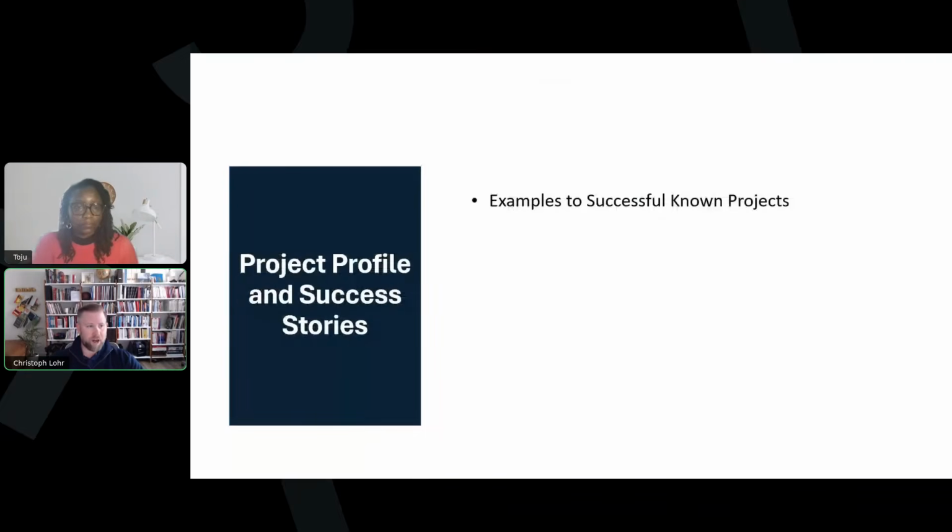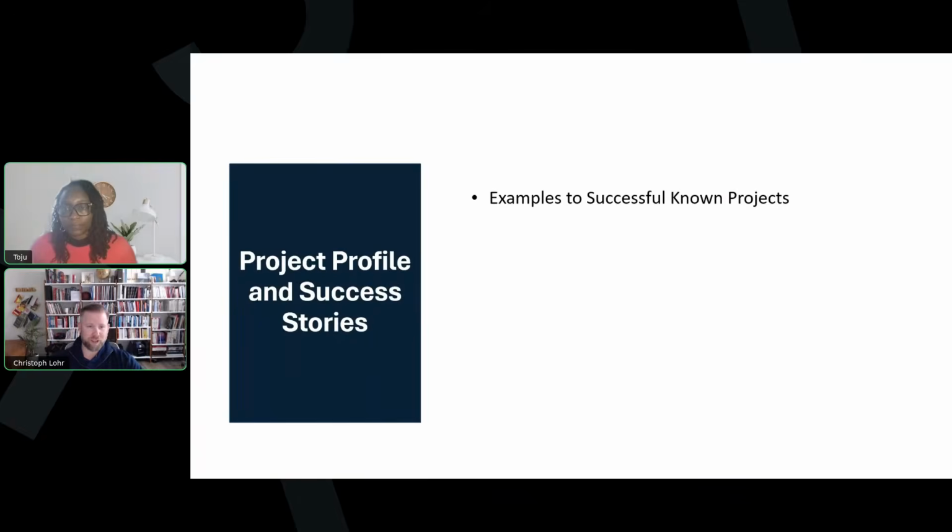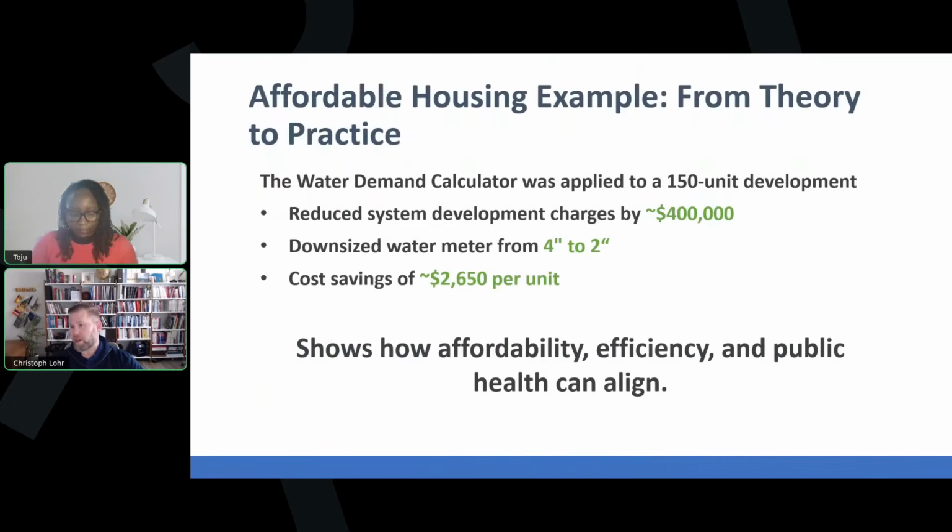First off, I wanted to start with some project profiles and success stories. It's tough to know everywhere the water demand calculator is used, but we have a number of pretty high-profile projects that people got really excited about. A lot of the success comes from looking at the numbers. The first one is the Nueva Esperanza project in Hillsboro, Oregon, which I believe is a suburb of Portland, where they saw reduced system development charges by almost $400,000, cost savings of $2,650 per unit, and downsizing of the water meter and water mains from a 4-inch down to a 2-inch for 150 units.